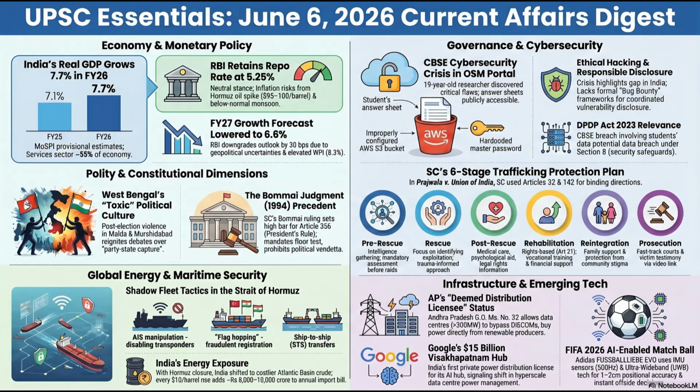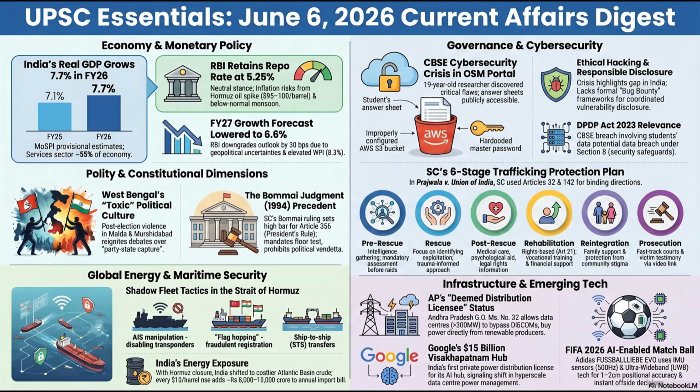The foundational tactic is the manipulation of the Automatic Identification System, or AIS. Explain the AIS for us. Under international maritime law, all commercial vessels over a certain tonnage are mandated to operate a VHF radio transponder system that constantly broadcasts their identity, their precise GPS location, their course, and their speed. It's designed to prevent catastrophic collisions at sea. Exactly. So the Shadow Fleet simply deactivates these transponders.